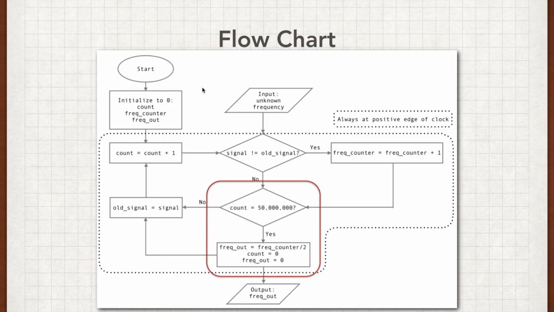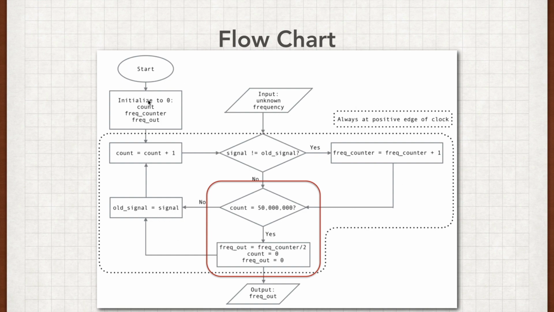So if you look at the top left here, there's the start box. This is where we actually start the program that's on the FPGA. It moves into an initialization box, which is not included in these loops. I tend to put these dotted lines to show loops that are happening throughout. You've got your inputs and your outputs outside of the loop, and the loop keeps going always at the positive edge of the clock.